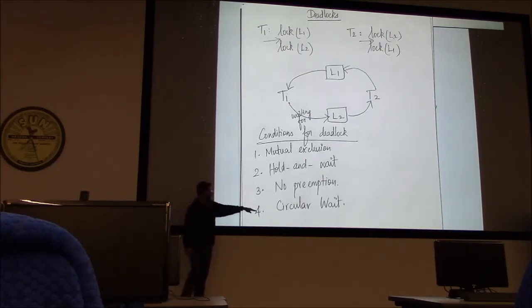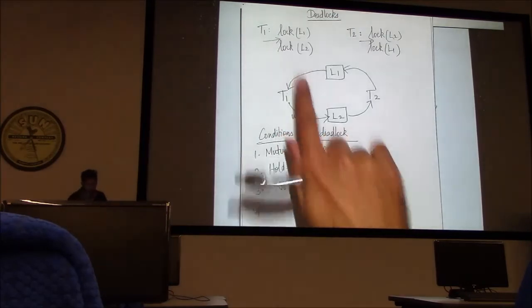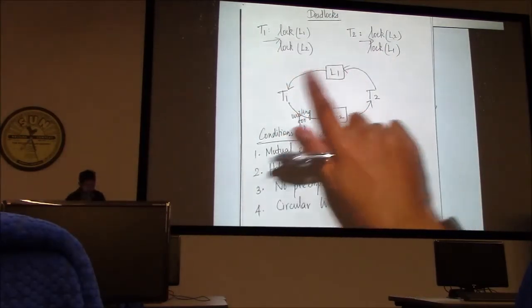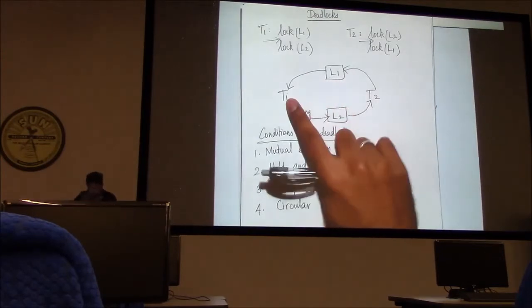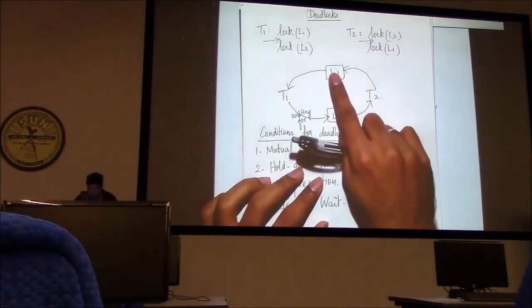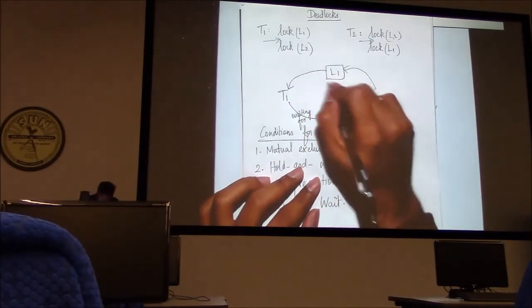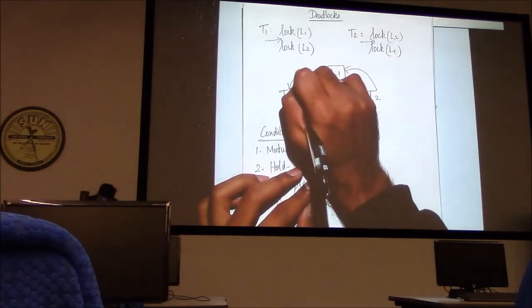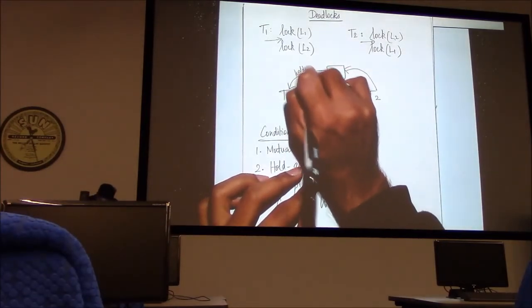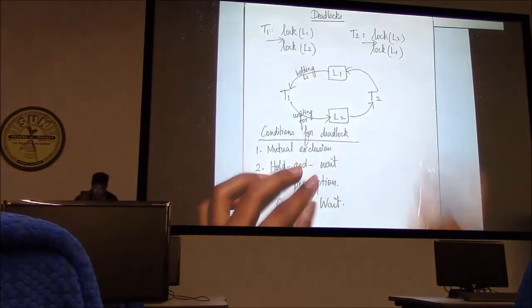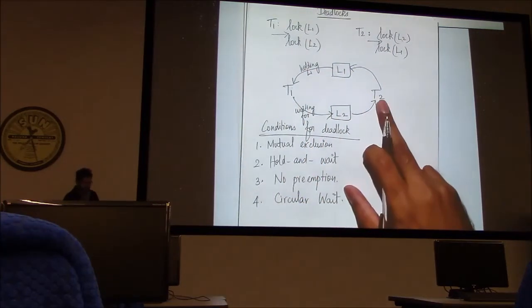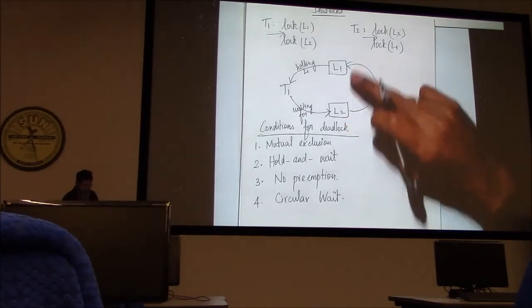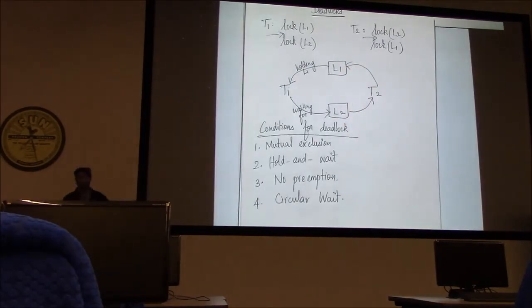And the last condition is circular wait. As you can see here, T1 is holding L1 and is waiting for L2. And similarly, T2 is holding L2 and is waiting for L1. So there is a circular wait.